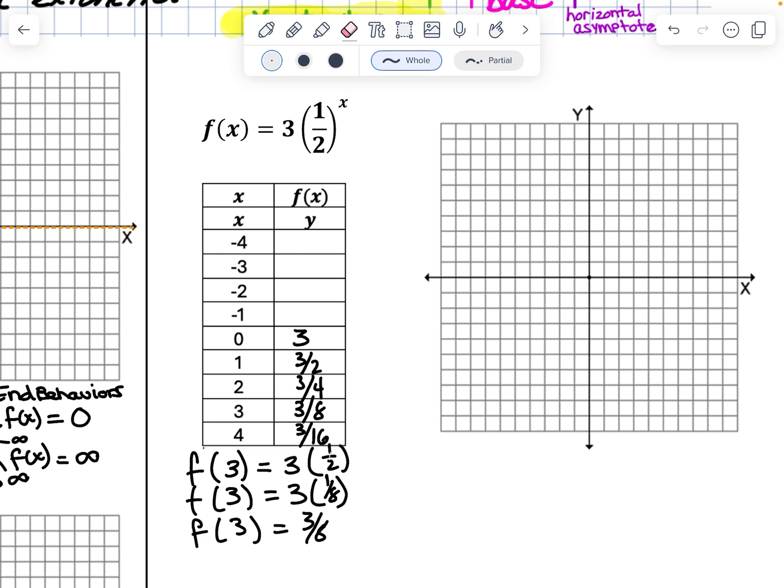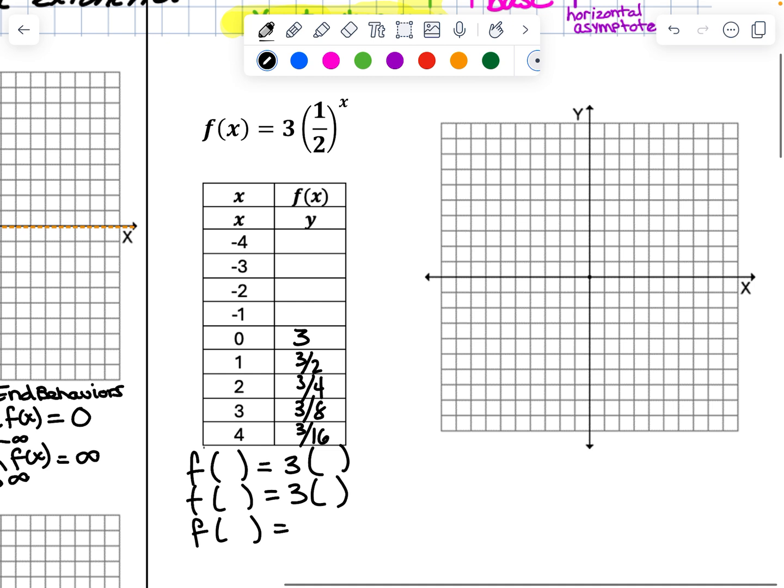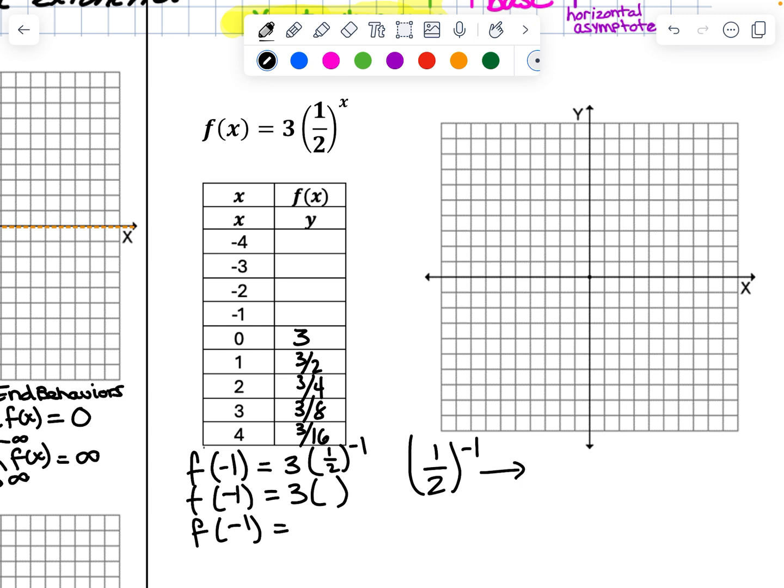But what about if the power is negative 1? If the power is negative 1, we're going to remember that 1/2 raised to the negative first power is the same thing as 1 over 1/2, which is the same thing as 2. Or the easier way to do that is to just take this fraction, flip it upside down, and make the power positive. Either way, you get 2, and 3 times 2 is 6.